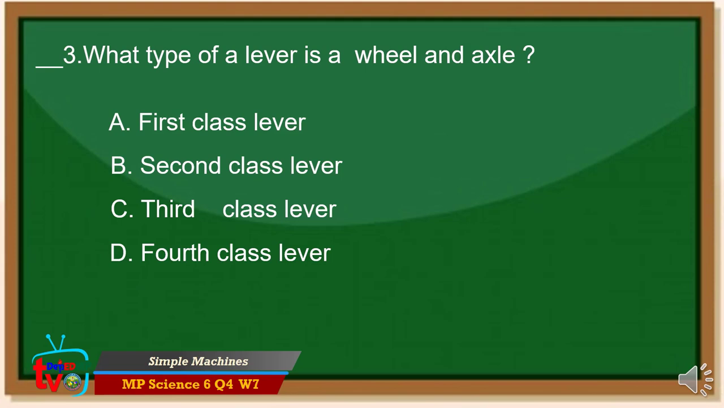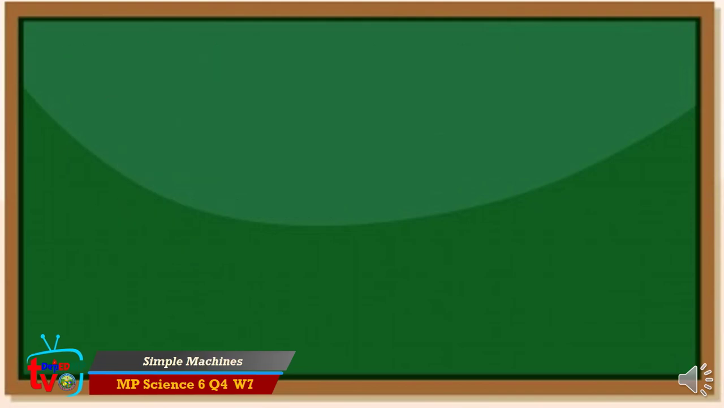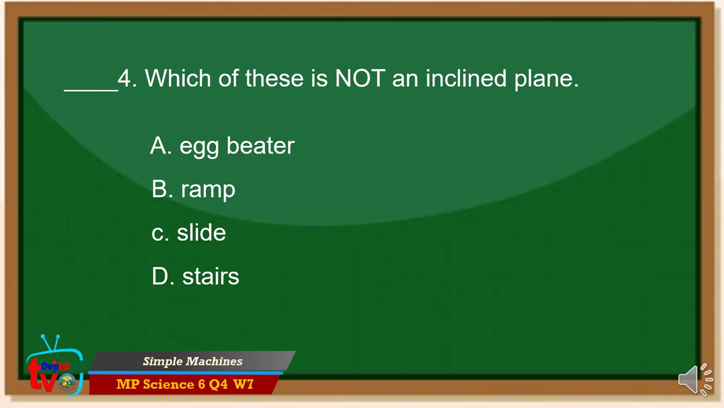Number 3 question. What type of lever is a wheel and axle? A. First class lever. B. Second class lever. C. Third class lever. D. Fourth class lever. The answer is A. Number 4 question. Which of these is not an inclined plane? A. Egg beater. B. Ramp. C. Slide. D. Stairs. The answer is A.